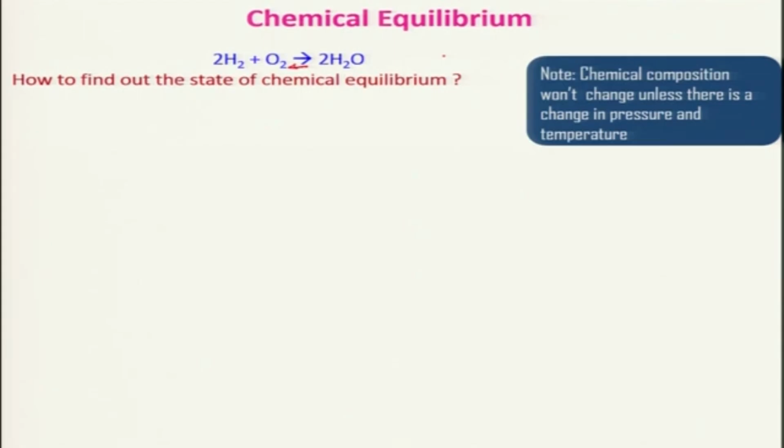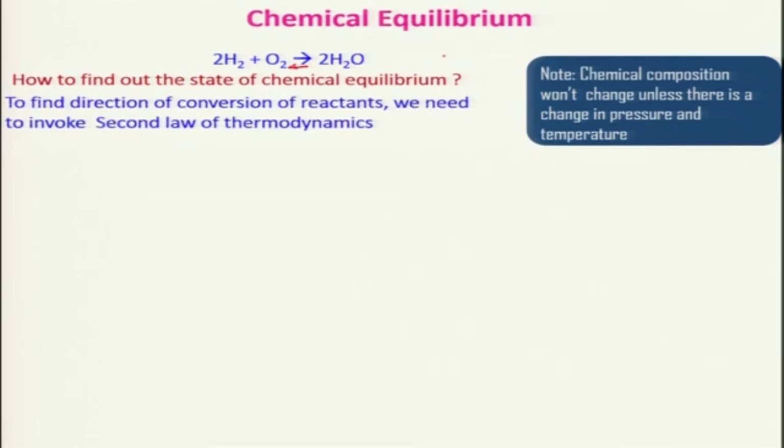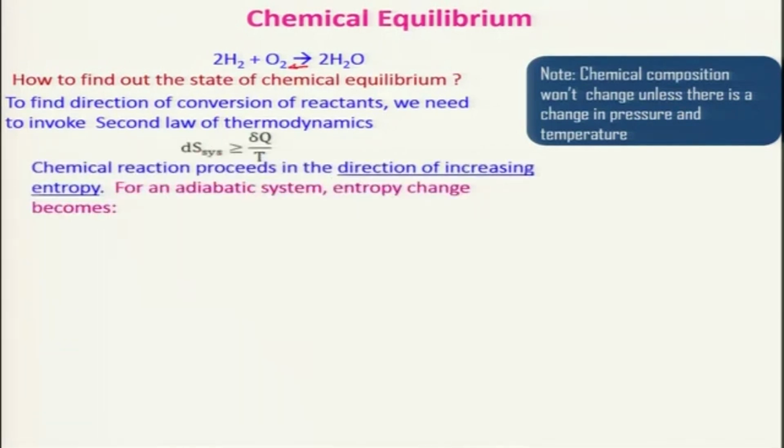So, this is a very complex process, but the question arises how to find out the state of chemical equilibrium, and to find out the direction of conversion of reactants we need to invoke the second law of thermodynamics. If you look at it, the change in entropy of a system must be greater than or equal to dQ by T, which we have already seen. This is the second law of thermodynamics, and we state that a chemical reaction proceeds only in the direction of increasing entropy. When there is an increase in entropy, then the process will move, otherwise no.